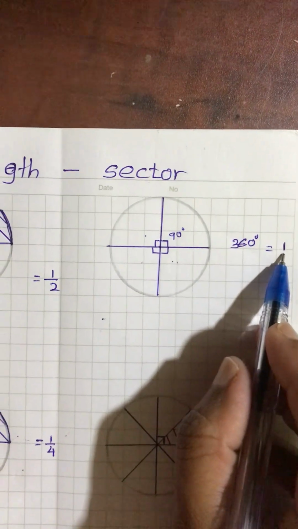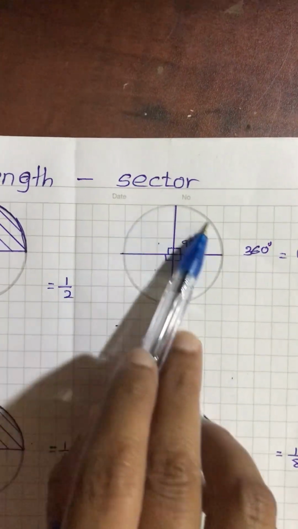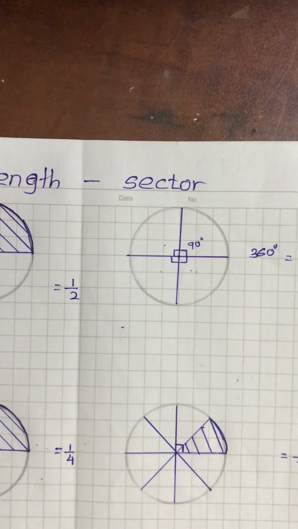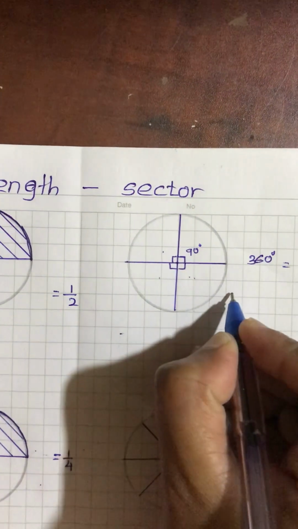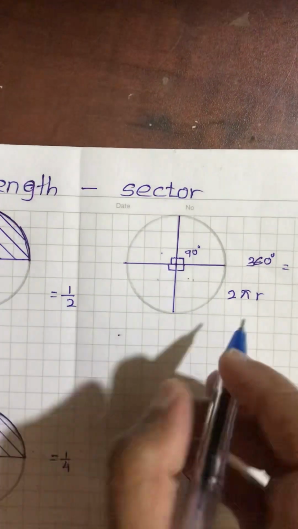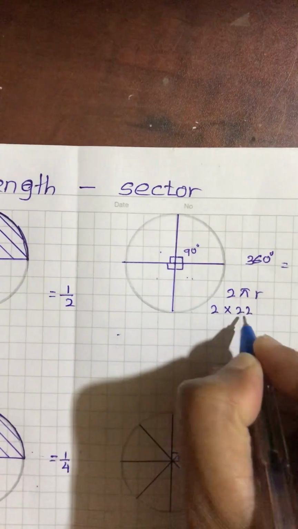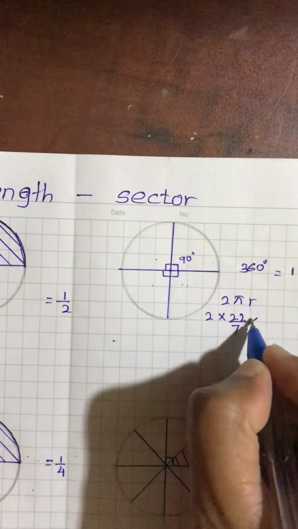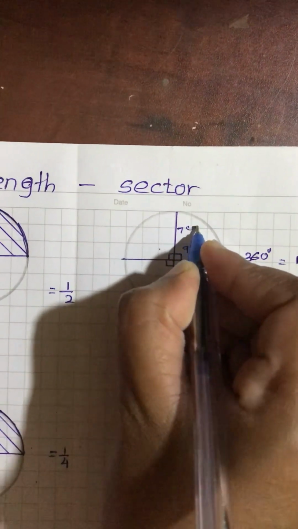That is one circle. So in this circle, we need to know how to find the perimeter of the circle before we find the arc length. So let's find out the perimeter of this circle. The perimeter of the circle is 2πr. So 2 multiplied by π equals 22 divided by 7. That means 22 over 7 multiplied by r. Let's take r as 7 centimeters here.